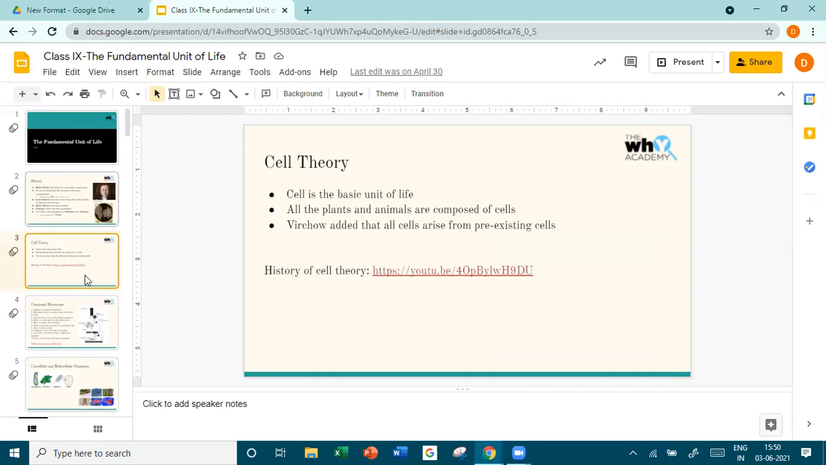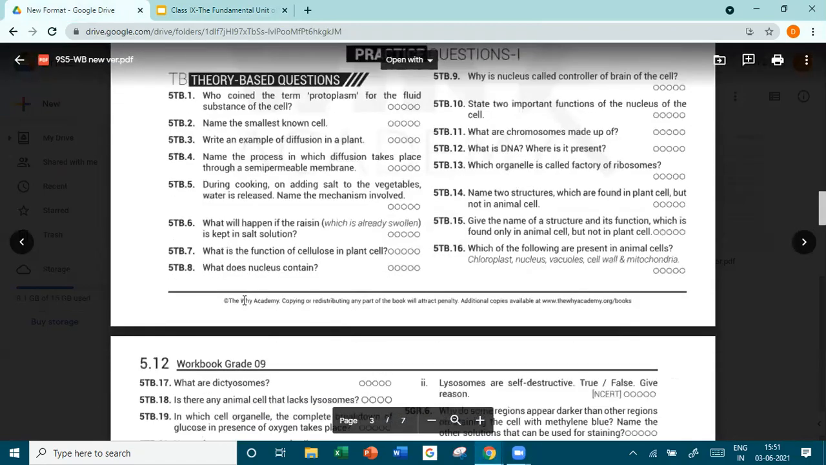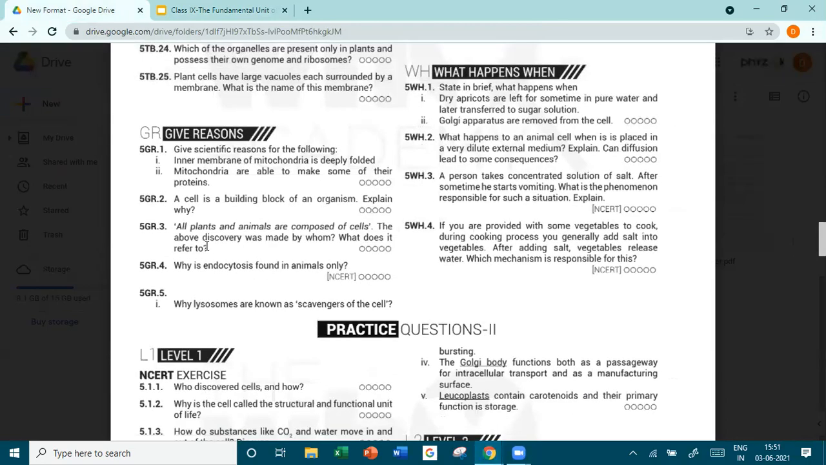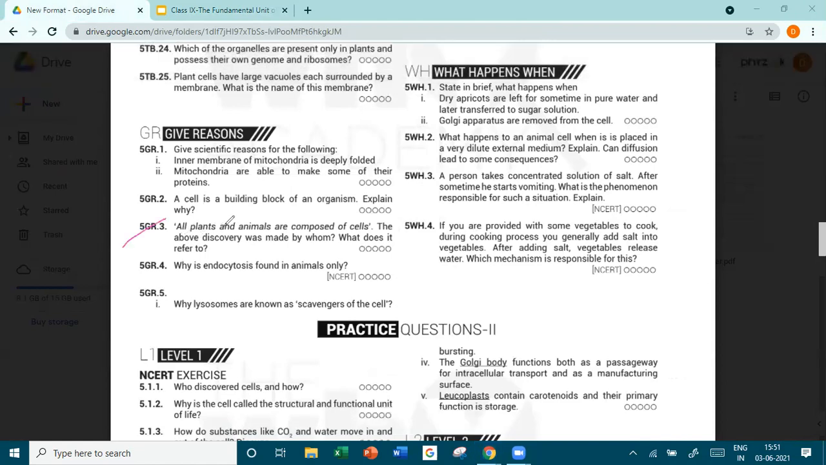So history, you just need to know the basic information. This slide is sufficient for history. And cell theory, yes, this question you might get, which is there here, right? In the theory based question, there is one question, that same kind of question you can be asked. This GR3 question, something like that could be asked: all plants and animals are composed of cells. The above discovery was made by whom and what does it refer to? So this is a cell theory question.